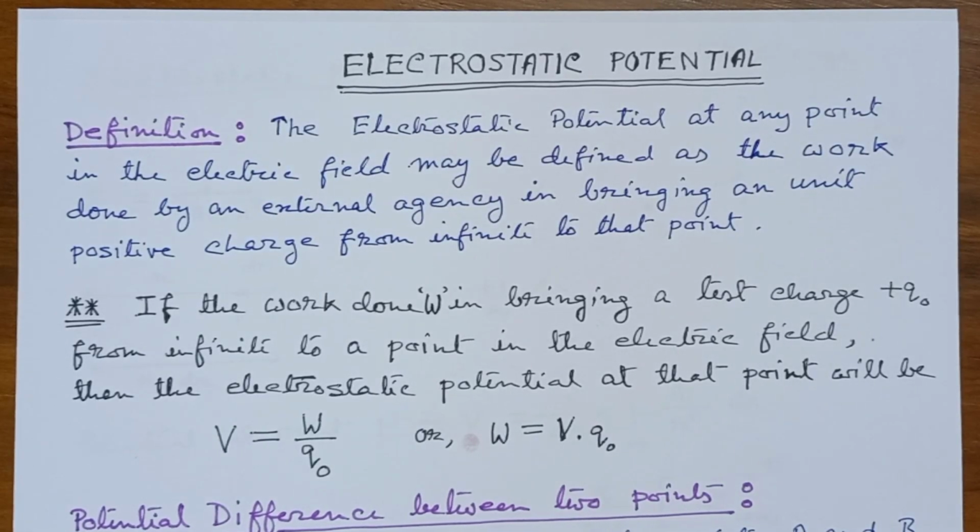Good morning, students. Today we are going to discuss electrostatic potential. Now, what is electrostatic potential? The electrostatic potential at any point in the electric field may be defined as the work done by an external agency in bringing a unit positive charge from infinity to that point.